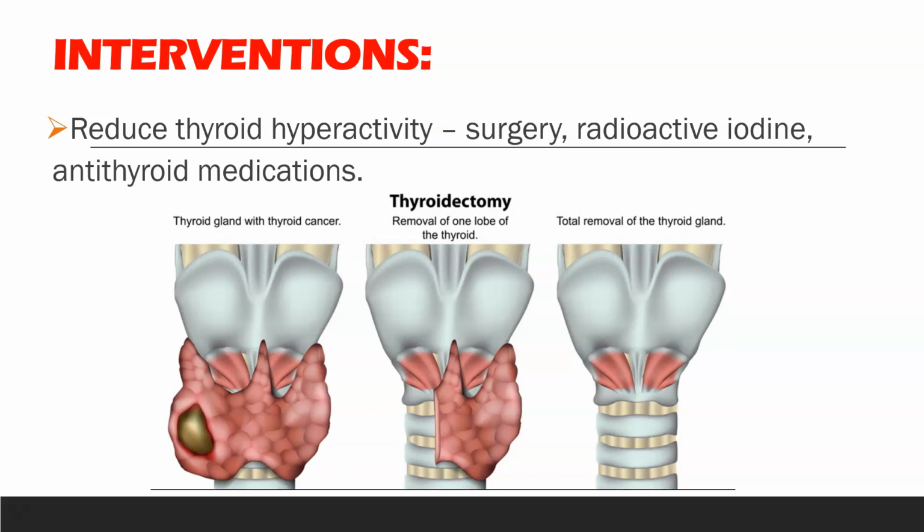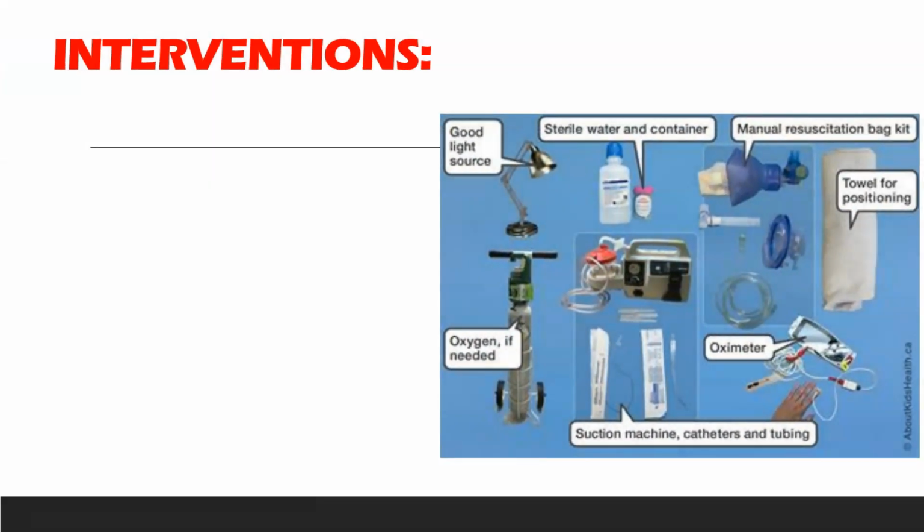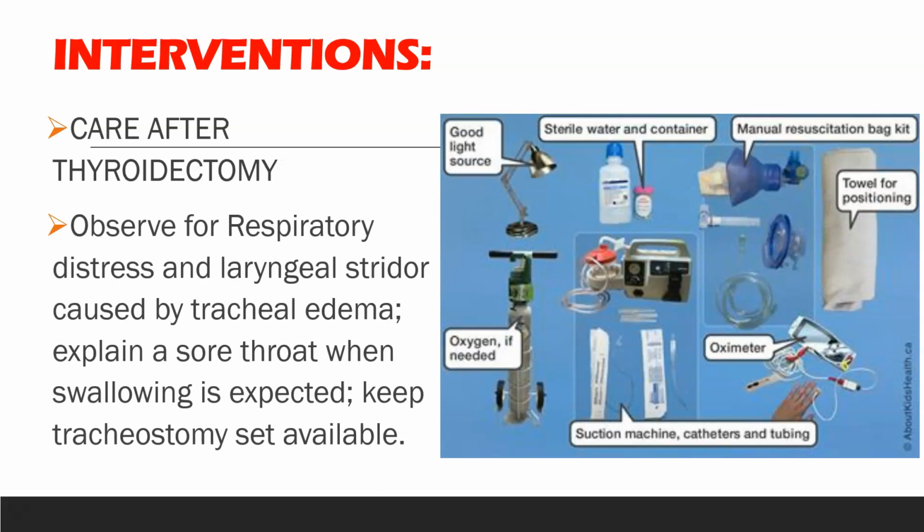So, one of the surgical interventions is your thyroidectomy, may it be partial, subtotal, or total thyroidectomy. That is how it is going to be done. And since we are going to be incising and it is an invasive procedure, there is a possibility for respiratory distress.